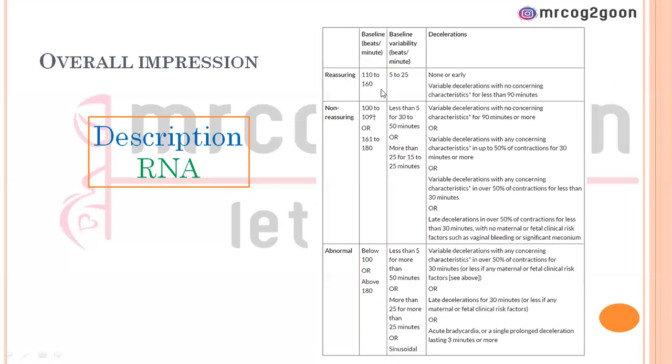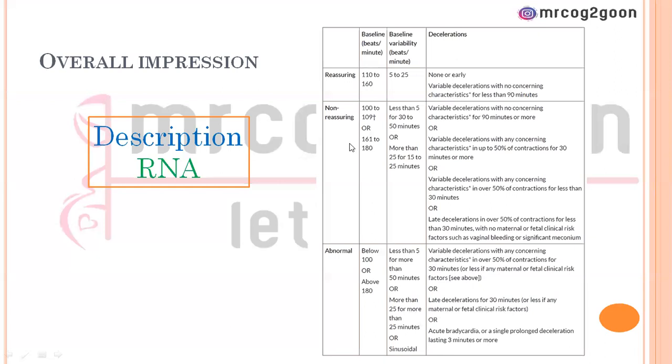The baseline rate 110 to 160, the baseline variability from 5 to 25, no deceleration, or we said variable deceleration with no concerning characteristics for less than 90 minutes.